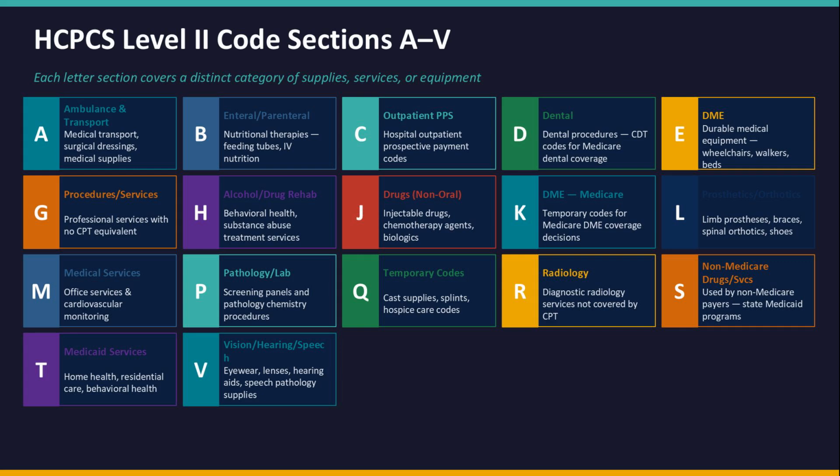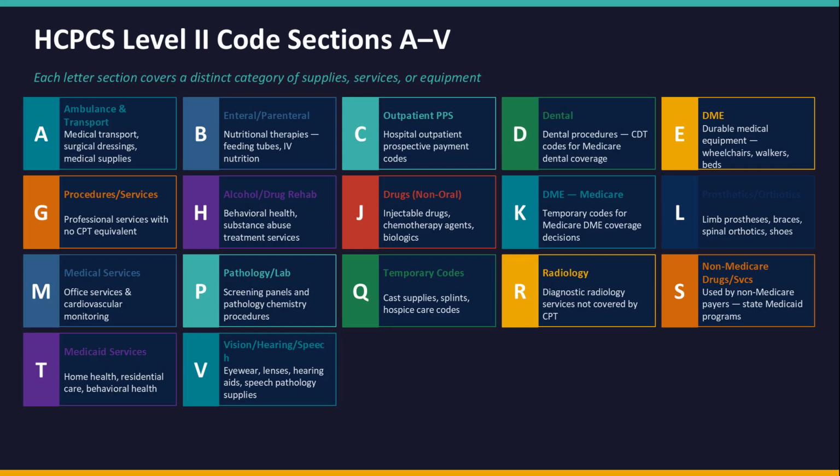The challenge with J codes is that they're coded by dose, and you need to match the documented dose precisely to the code's unit description. L codes: prosthetics and orthotics, lower limb prostheses, knee braces, spinal orthotics, diabetic shoes, all in this section. G codes: professional services and procedures for which there's no equivalent CPT code. Medicare uses G codes extensively for things like diabetes prevention programs and certain preventive services.